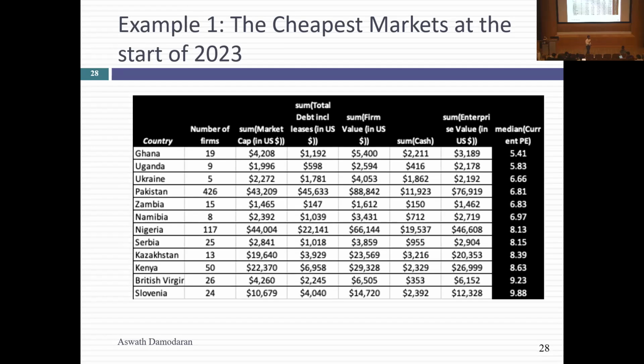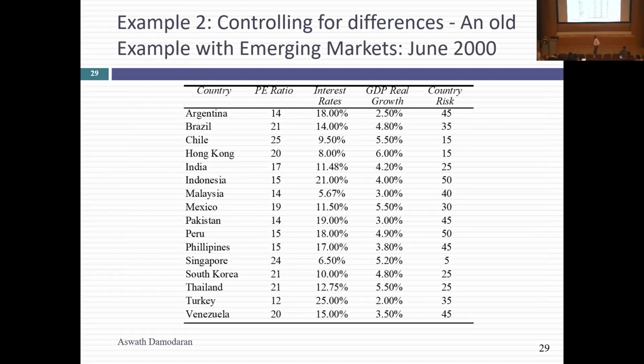So you'd like to control for differences across countries, right? I'm going to take you back to an example from about 20 years ago. I pulled up a bunch of what were then emerging markets, so you have a list of markets with the PE ratios. If I just look at PE ratios, the cheapest market in the world to invest in then would have been Turkey. The most expensive would have been Chile. But in this case, I'm going to give you three variables about these countries. Here you have interest rates. So help me out with each one.